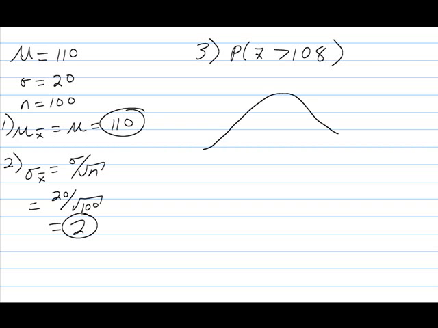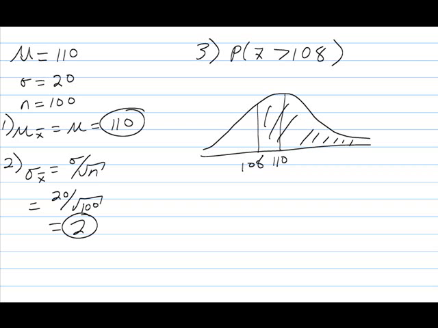So we use that same process that we've been using. This sampling distribution is going to be normal even though the general population is not. It's going to have a mean of 110, and we want the probability of being greater than 108. So 108 is going to be over here somewhere. We want the area to the right of 108.